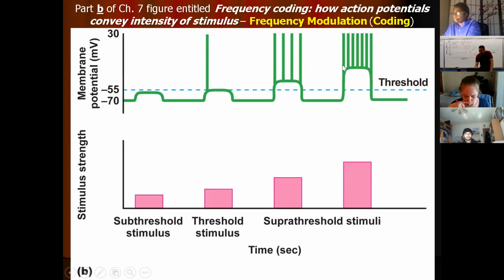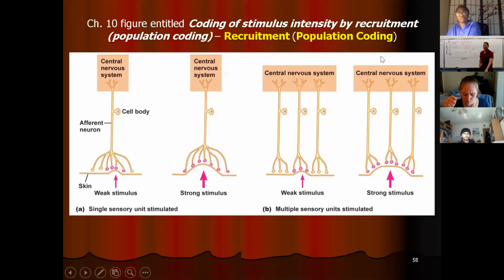Now this neuron is encroaching on the absolute refractory period. Do you see how these concepts are interrelated? You get this close together, you are encroaching on the absolute refractory period, and now you're going to have to recruit more neurons. Okay? Also referred to as population coding.